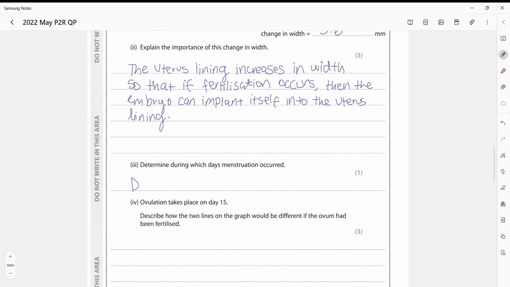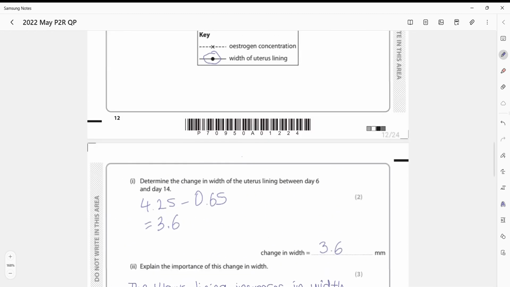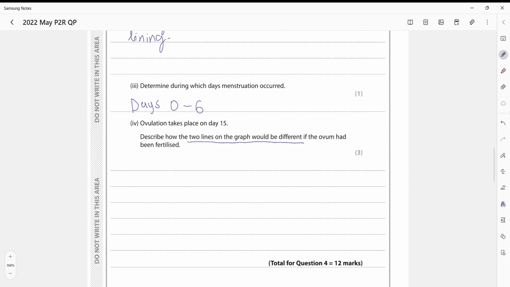So from days 0 to 6. And then part 4, ovulation takes place on day 15. Describe how the two lines of the graph would be different if the ovum had been fertilized. So we need to describe what the lines would look like. If the ovum had been fertilized, then the uterus lining needs to be thick in order for implantation to occur. And the uterus lining would remain thick until the end of the pregnancy, right?